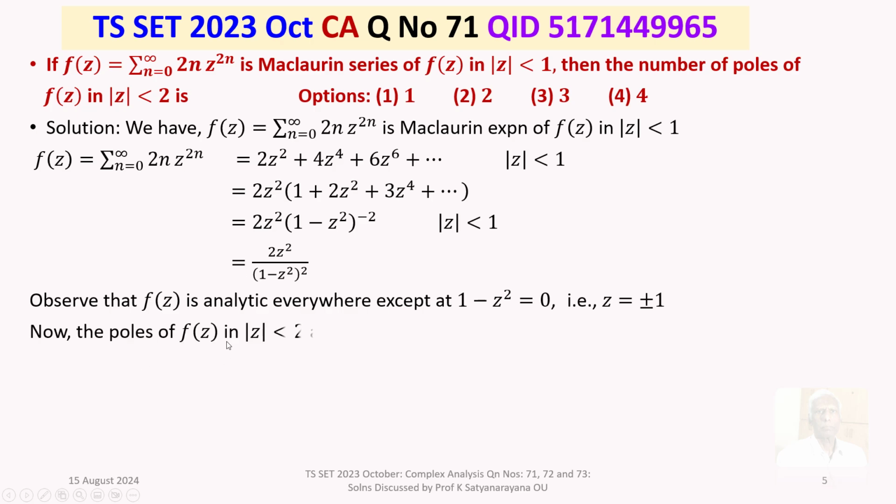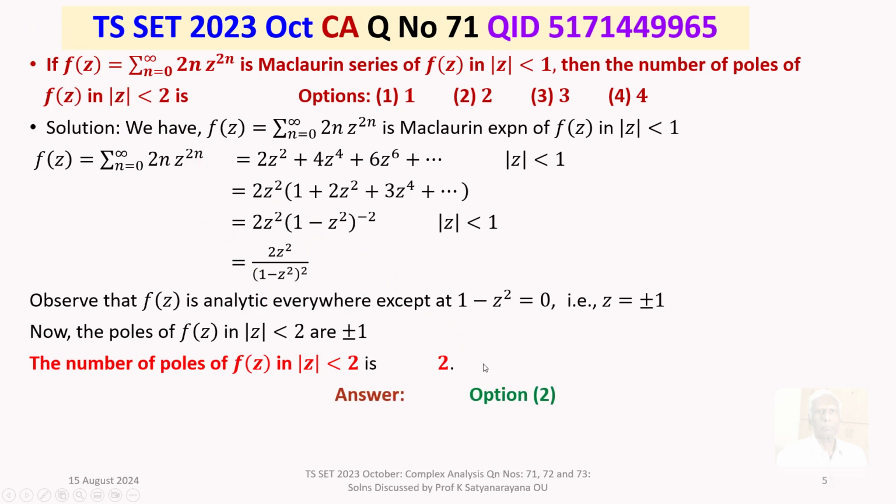Now the poles of f(z) in mod z less than 2 are plus or minus 1. Therefore, the number of poles of f(z) in mod z less than 2 is 2. The answer is appearing against option 2. Therefore, the answer to this question is option 2. That is the detailed discussion of the solution of this problem.